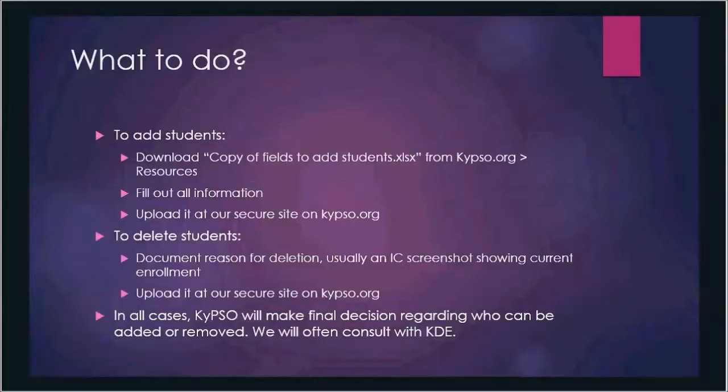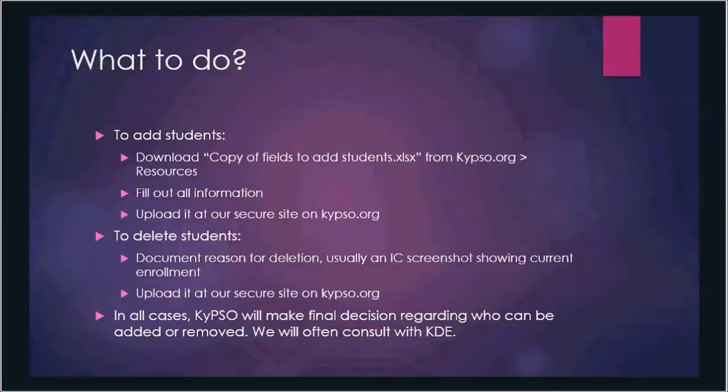But if you go online to KIPSO.org, look under resources, there is an Excel spreadsheet there that you can download. It's called Copy of Fields to Add Students. Download that, fill out all the information, and upload it to our secure site on KIPSO.org. You can list a whole bunch of students, and I'll just add them all.